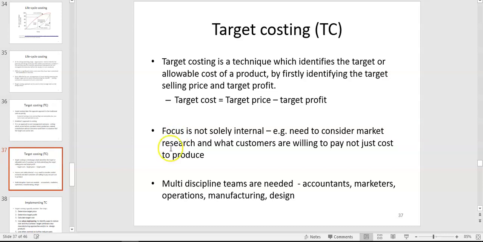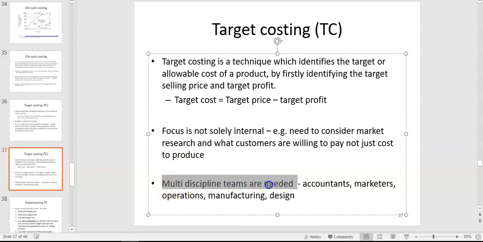And what makes this tricky is you're going to need a multidiscipline team. So you're going to need accountants to figure out what the target profit is and the target cost. You're going to look at marketeers to figure out what's the relevant price point in terms of doing market research. And we're going to need the operations, manufacturing, and design people to figure out, can we make it for this? Can we design it in a certain way that we can make it for this target cost? So it's quite an involved process, and it has to be done very early on in the product development.